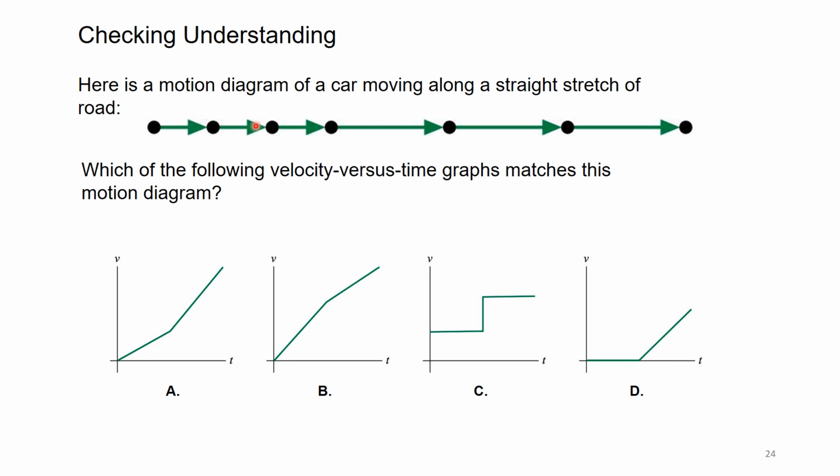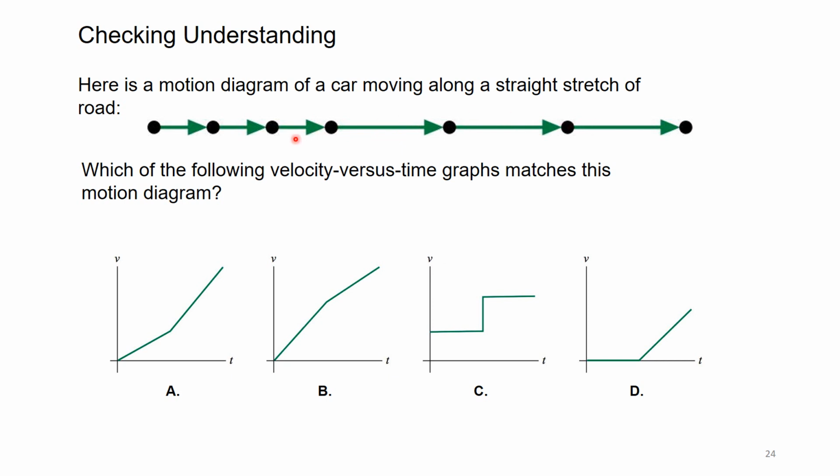So you can see that the first few dots are closely spaced, but then the dots get further and further, which means initially the speed is slow. So the car is moving slower, and then it speeds up. So we want to figure out which option here best describes this motion here. So let's look at the options. We are looking for a small speed initially, and then it jumps to a big speed.